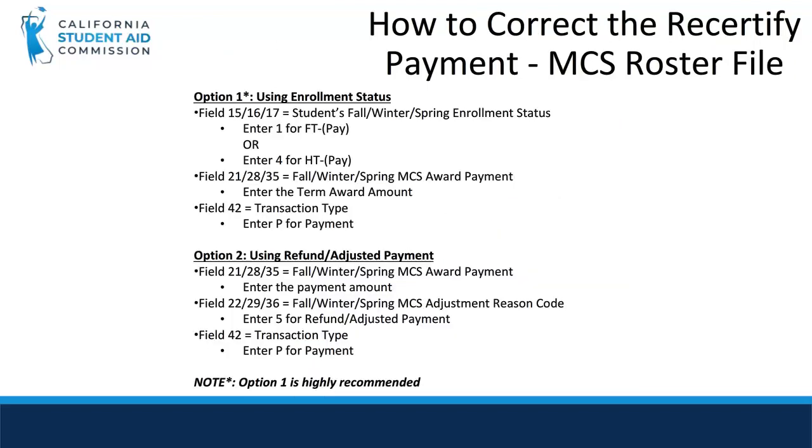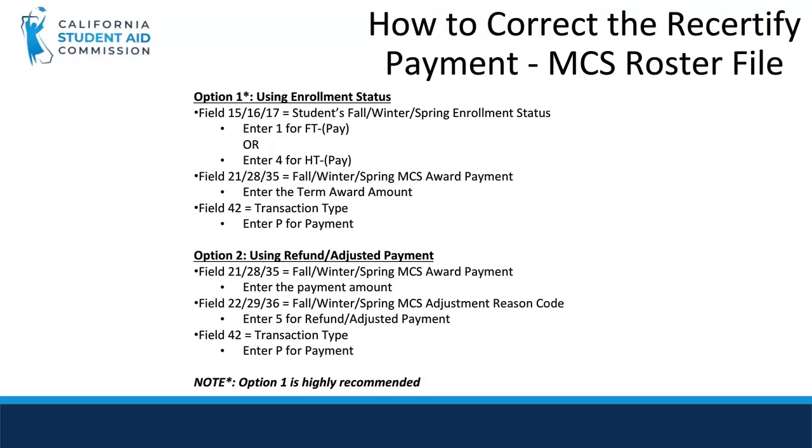There are two options available to recertify a payment when uploading the payment file or roster file. Option 1. Using enrollment status. Field 15, 16, 17. Students' fall, winter, spring enrollment status. Enter 1 for full-time pay or 4 for half-time pay. Fields 21, 28, 35. Fall, winter, spring MCS award payment. Enter the term award amount. Field 42. Transaction type. Enter P for payment.